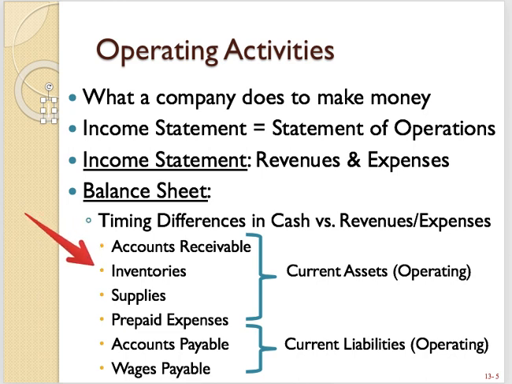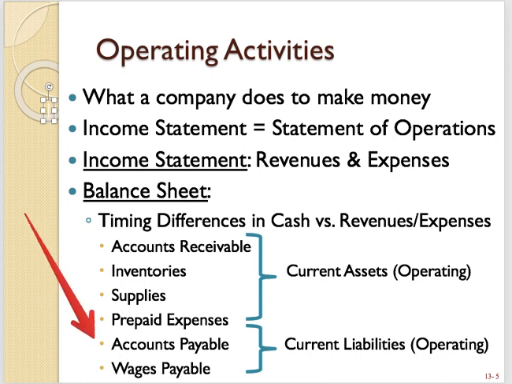Or inventories, where maybe we've paid cash but we haven't sold the goods yet, so there's no expense of cost of goods sold. Supplies, right? Supplies are, we paid the cash for them first, but we don't have the expense until we use them. So we're waiting to use them. Prepaid expenses, right? Where we pay for something in advance, like insurance, but it's not an expense until we use it. So the cash flow happens first, but we use it later.